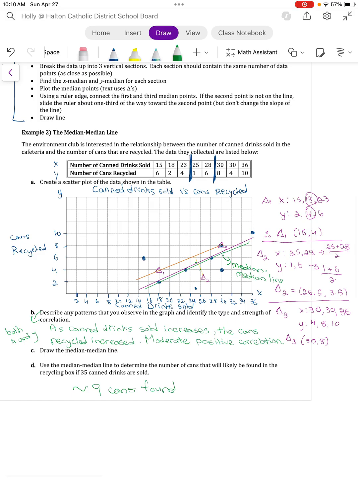Okay, so you're basically extrapolating: I'm extending to go outside of my line to figure out what that point would be. Okay, and that is Unit 4, Lesson 1.